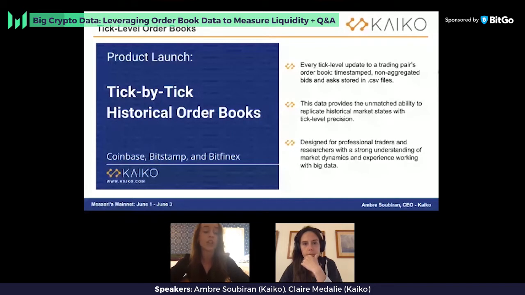We just began collection for tick level order books from Coinbase, Bitstamp, and Bitfinex. And it really does provide you the unmatched ability to replicate these historical market states with tick level precision. So no one has this data. It's really for the most professional traders, but we're excited about it, and we want to give people the opportunity to test it out. So please email us at hello@kaiko.com if you do want a 2-week free trial.